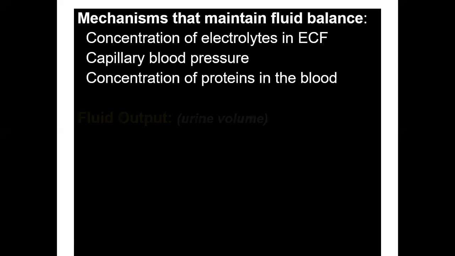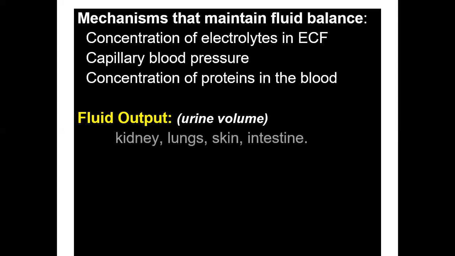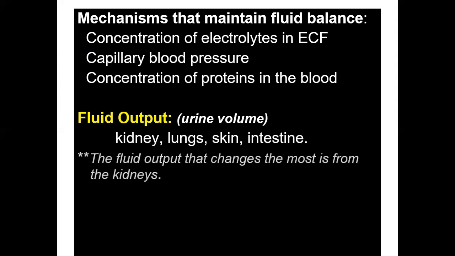There's some other ones, but those are the three main ones. All right, let's look at fluid output. There's fluid outputs, urine volumes, basically what we're talking about, but there's other fluid output like sweat and so forth. But you lose fluid through kidneys mainly, but also through your lungs, with your exhaling, and in your skin and your intestine, you also have fluid output, okay? But urine volume is a big one, okay? So the fluid output that changes the most is from the kidneys.